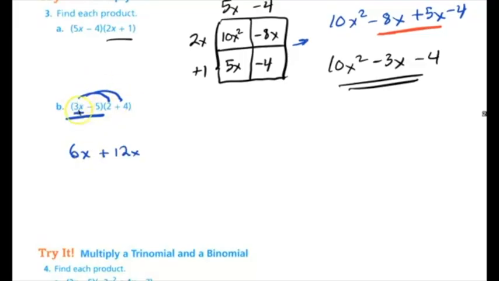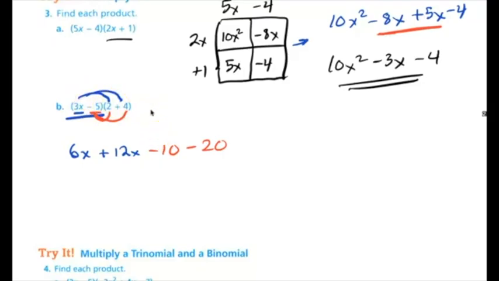I get the first term here multiplied by everything in the other term. Then I got to do the same thing with the term in here. We're going to distribute that guy to all of these. Negative 5 times 2 is negative 10, and negative 5 times 4 is negative 20. And then we're done. We distributed everything in the first one to everything in the second one.